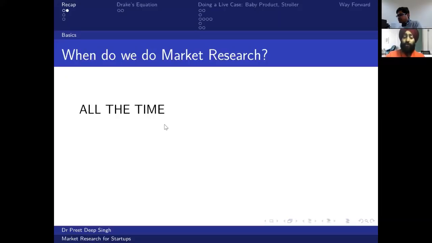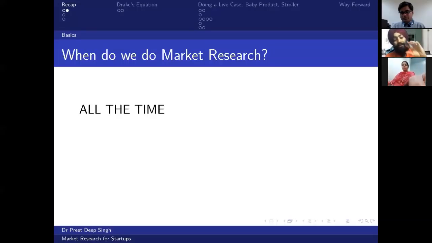So remember that you need to do market research all the time. It's like saying, how often do I need somebody on my website? You don't need a tech person to make a website once and then go off in hibernation. You need to keep updating your website. You need to be on top of it. You need to make sure that there are no bugs. Market research is also very simple. Do not look at it as a one-time exercise.